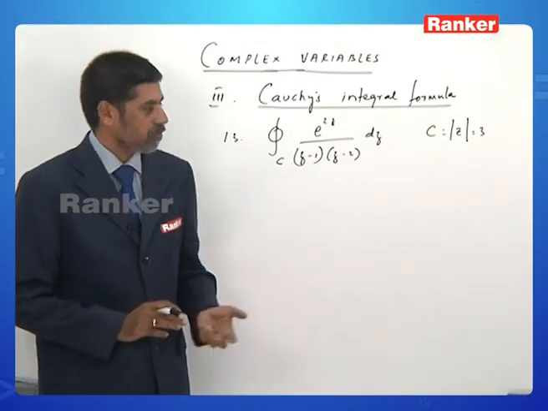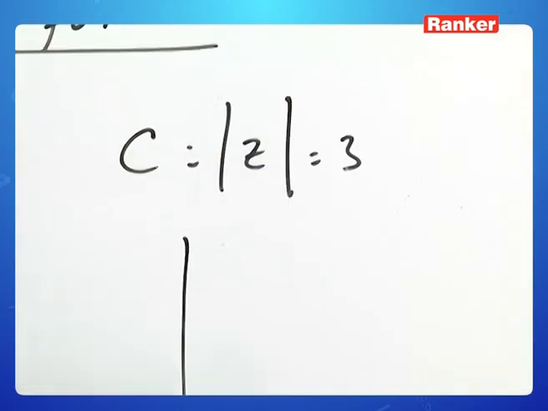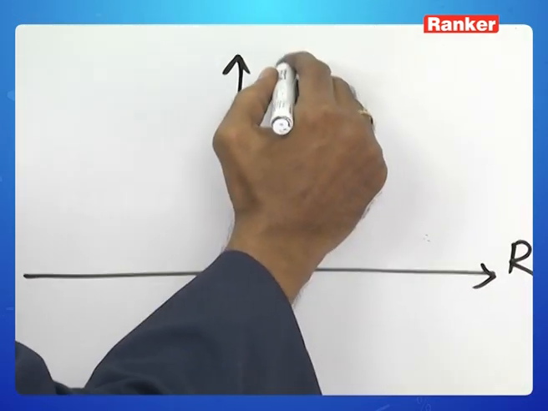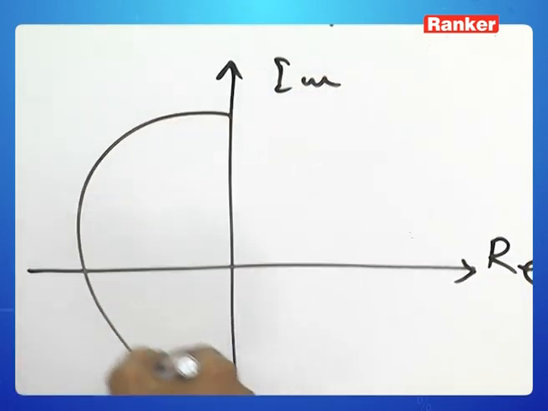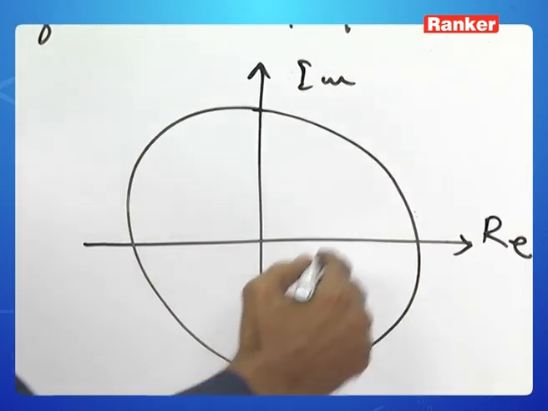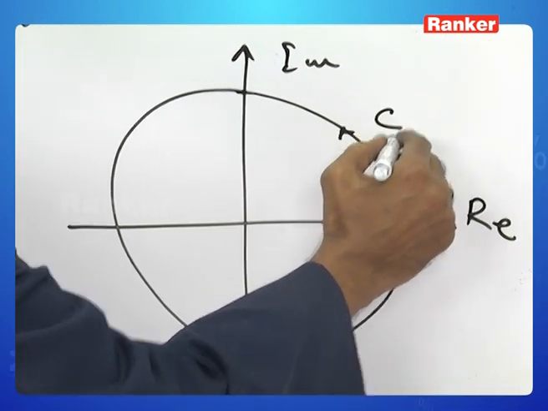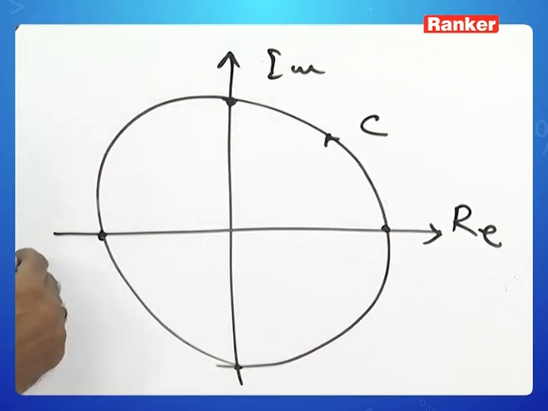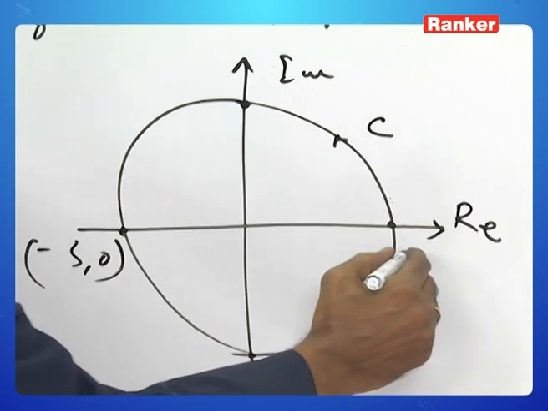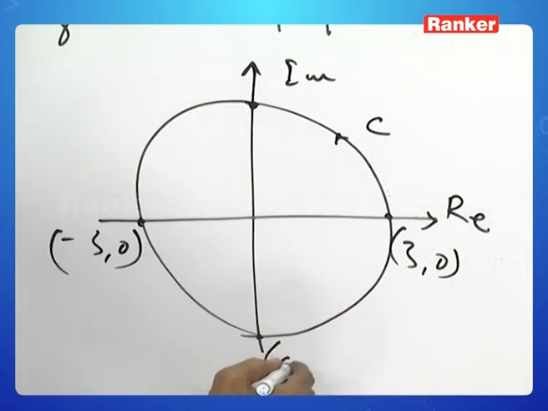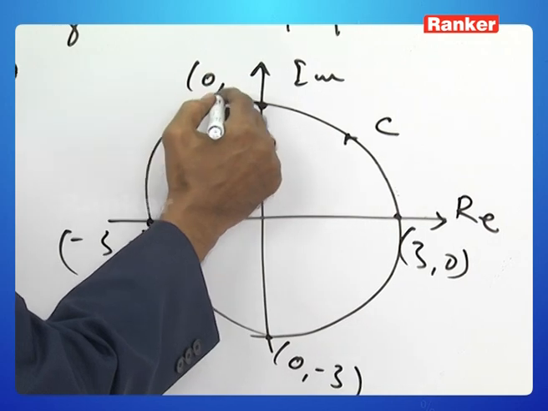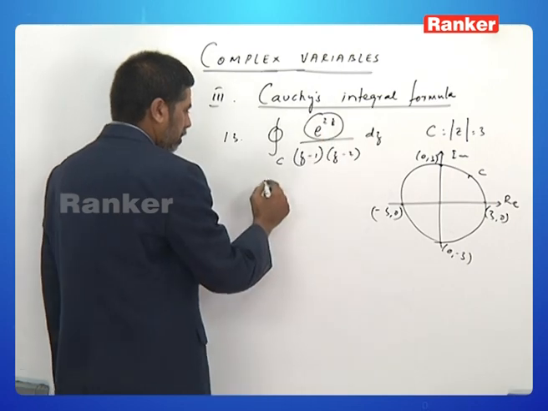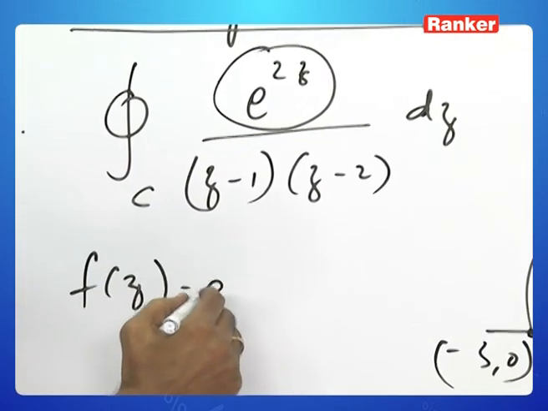How to plan this problem? First, draw the contour. It's a circle of radius 3 units with the corner points -3, 0; 3, 0; 0, -3 and 0, 3. So let us say f of z is e power 2z.